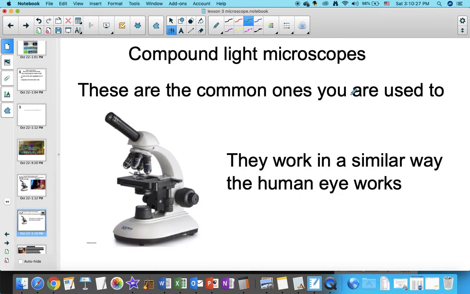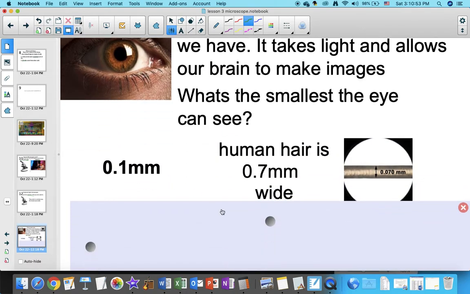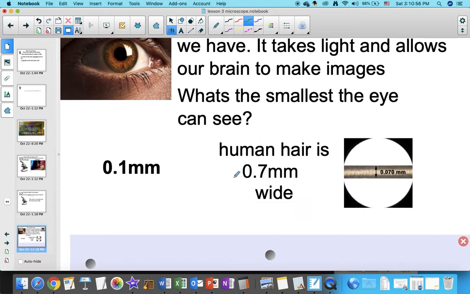So, compound light microscopes. These are the common ones you're used to. They work very similarly to the way the human eye works. The human eye is one of the most amazing organs we have. It takes light and allows our brain to make images, right? What's the smallest our human eyes can see? It's roughly around 0.1 millimeter. The human hair is about 0.7 millimeters wide, and that's what the human hair would look like under a microscope. If something starts to get smaller than this, it starts to get a bit harder to see.